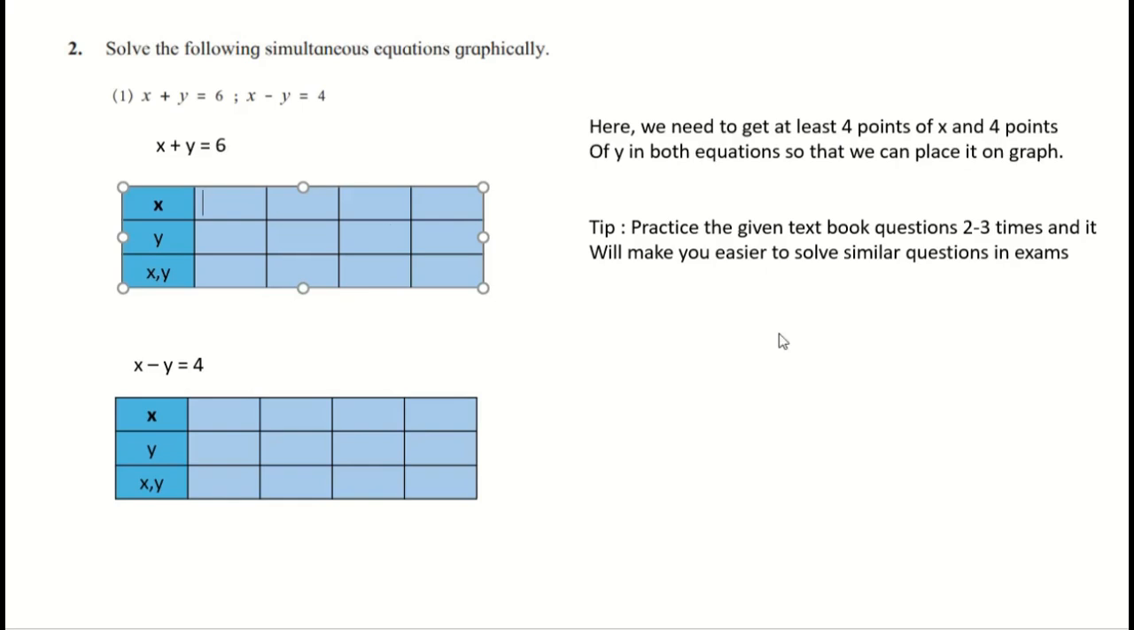Moving on to second question of exercise 1.2. Solve the following simultaneous equations graphically. Here we need to get at least 4 points of x and 4 points of y in the given equations so that we can place it on graph.